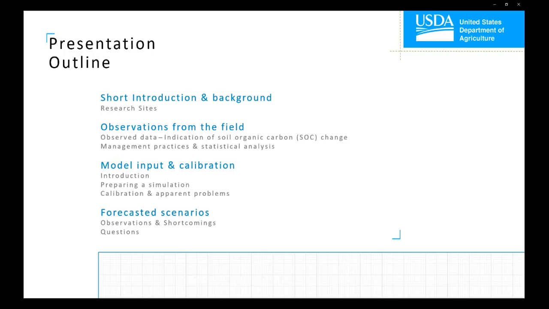One big part of what I've been working on recently is the use of a model to simulate each of our research locations. So we will have an introduction to models, discuss the model that I utilized, and talk about some of the problems I encountered while modeling our research locations. Finally, we will conclude by going over what the model projects will happen to soil organic carbon up until year 2050 in our three cropping systems.